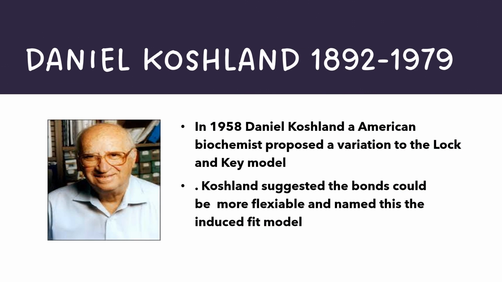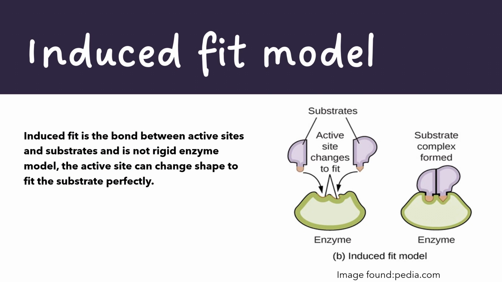In 1958, Daniel Koshland, an American biochemist, proposed a variation to the lock and key model. He suggested that bonds could be more flexible, and he named this the induced fit model. So as we know, this is similar to the lock and key model. Koshland believed that the bond between active sites and substrates was not rigid and that the active site could change shape to fit the substrate perfectly.